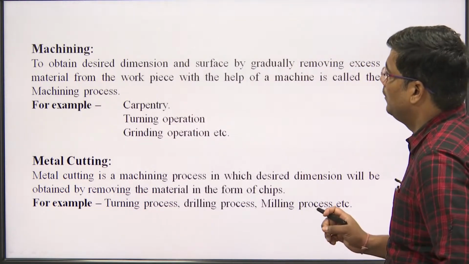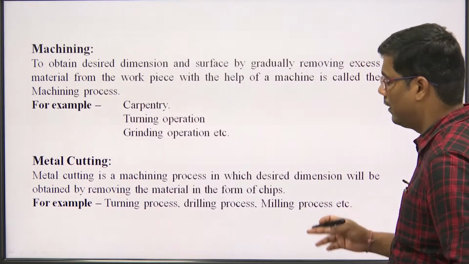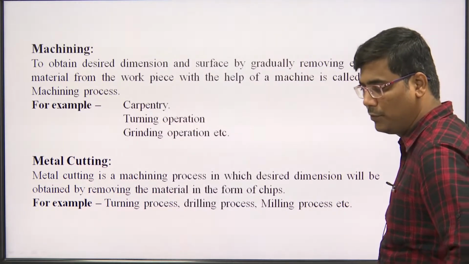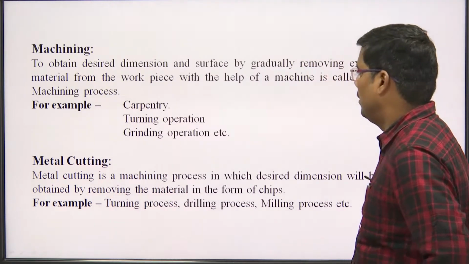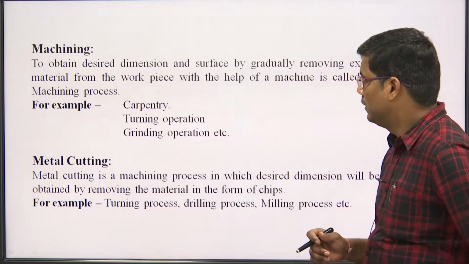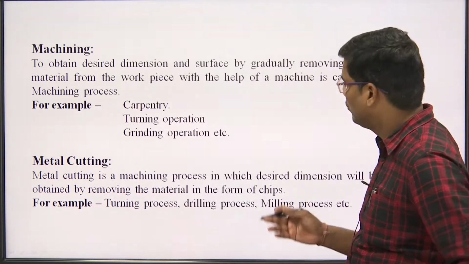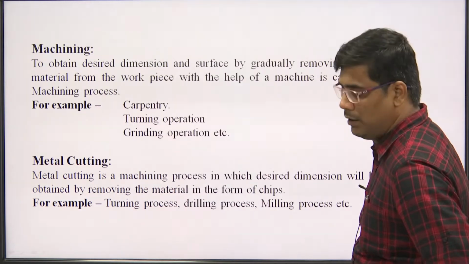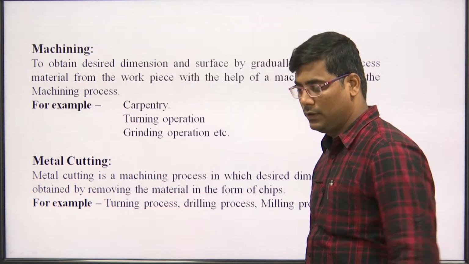In this machining process, we use machines like a lathe machine, drilling machine, milling machine, and welding is also a machining process. So, welding machine. Now we are going to discuss metal cutting.